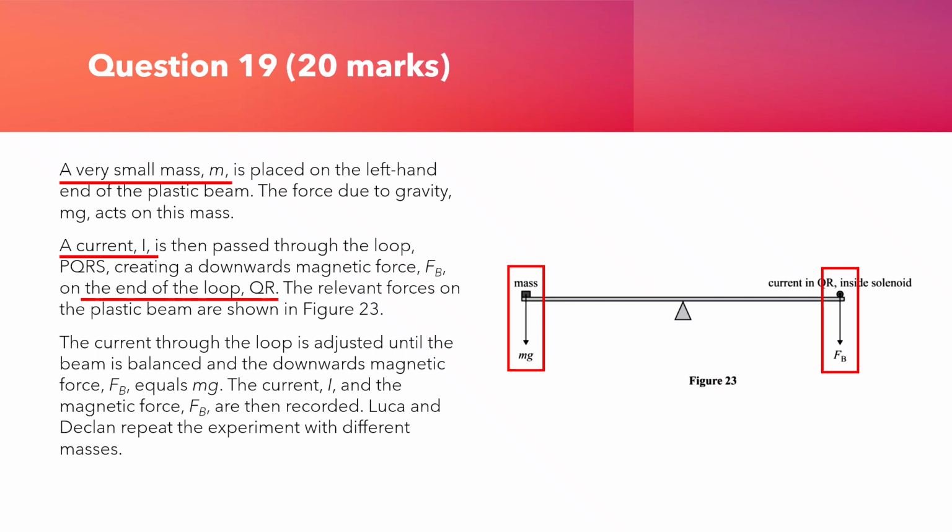The relevant forces on the plastic beam are shown in Figure 23. The current through the loop is adjusted until the beam is balanced and the downwards magnetic force, Fb, equals mg. The current, I, and the magnetic force, Fb, are then recorded. Luca and Declan repeat the experiment with different masses.